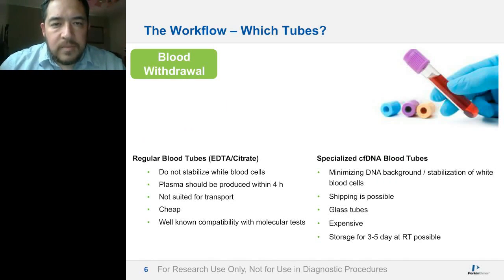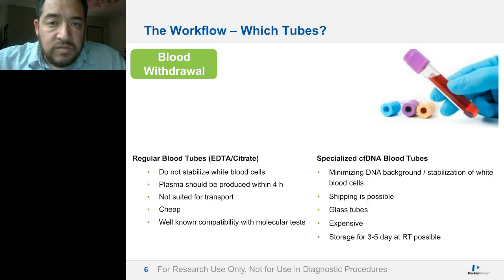So at first, you have the challenge of which tubes do you want to use for the collection. And typically, you have either regular blood tubes, which are standard lavender top EDTA citrate tubes, in comparison with specialized circulating cell-free DNA blood tubes, such as, for example, Streck BCT cell-free DNA tubes. Both have benefits and drawbacks. With the regular blood tubes, they typically don't stabilize the white blood cells, meaning that if you're going to do any sort of circulating cell-free analysis, you have to produce the plasma very quickly, within 4 hours of collection, and thus they're not really suited for transport.